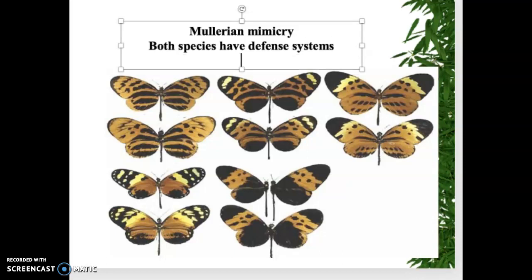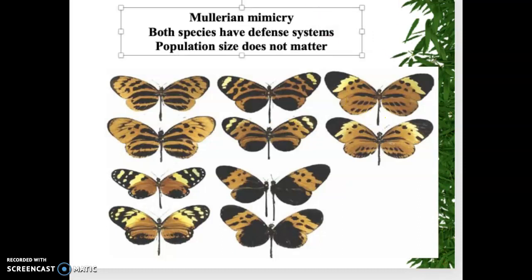Both species in Müllerian mimicry have defense systems. The population size doesn't matter here. So when you look at these different butterflies, these are in the genus Heliconius, it doesn't matter how many you have of each population. They all have the defense system. And there's just subtle little differences between species. But again, it doesn't matter. They all taste bad. They all have toxic pollutants.